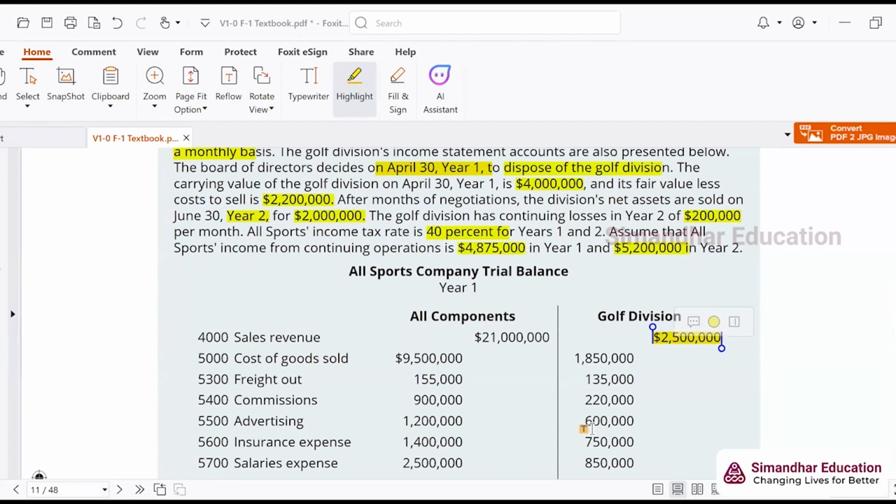You can practice questions from the Becker portal. You will have more comfort then. Common expenses they will allocate.